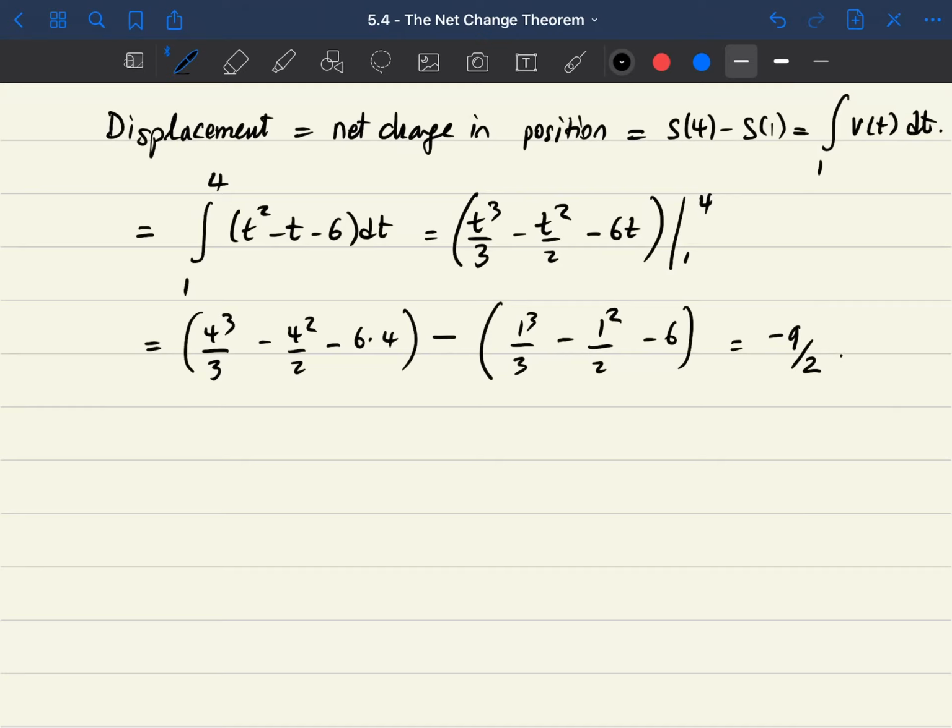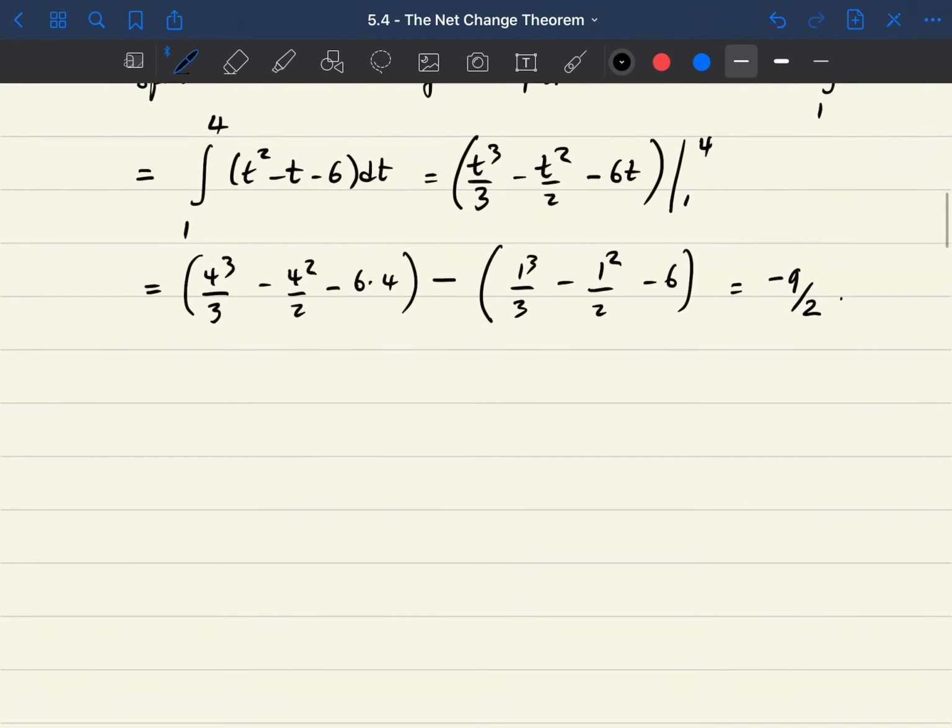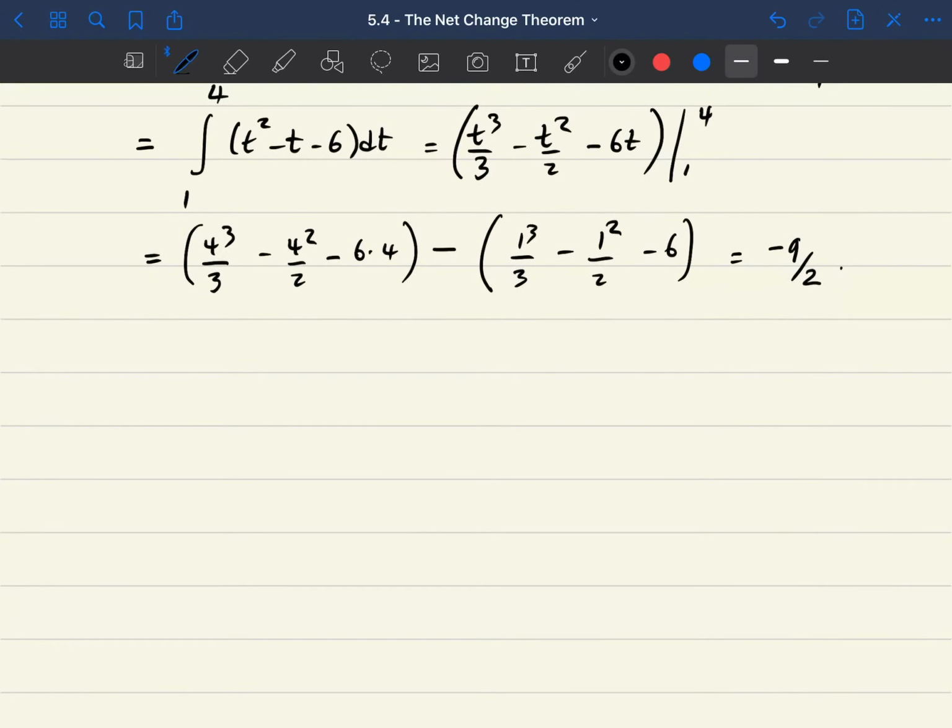And displacement can be negative, because motion has direction. So if the direction is positive in one way, then the displacement of this particle is in the other way. So let's do part B. Part B asks us to find the distance traveled during this time period. So B, find the total distance traveled during this time period.